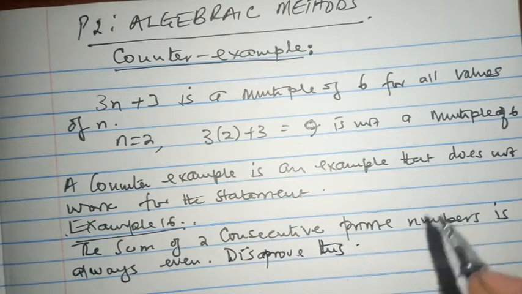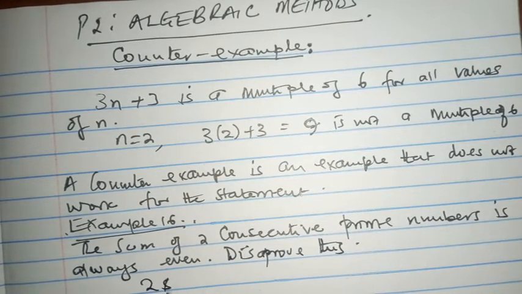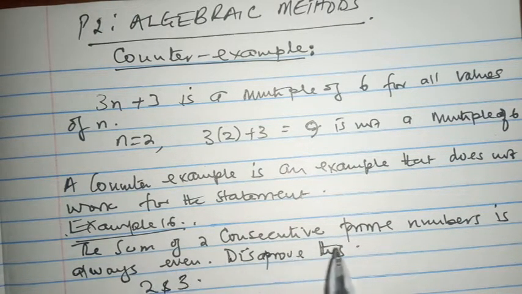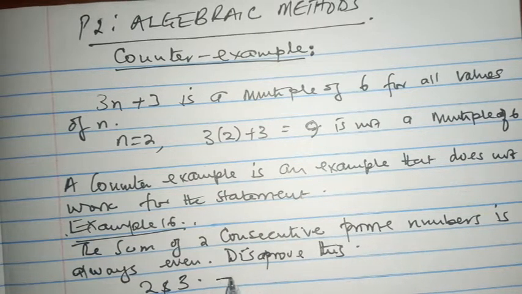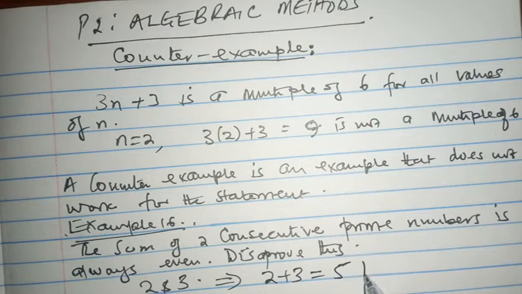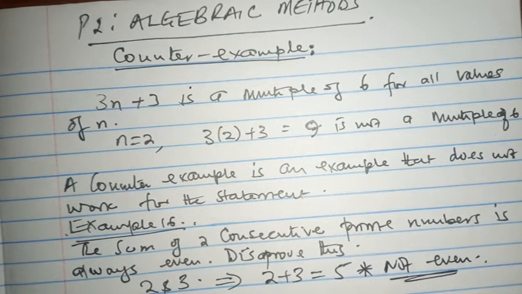When we have just a 2 and a 3, these are two consecutive prime numbers. Of course, we know 2 plus 3, which qualify to be two consecutive prime numbers, is 5, and 5 itself is not even. So already we have disproved the statement by giving a counterexample.